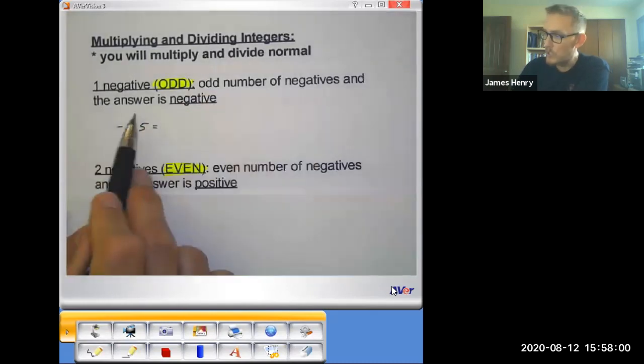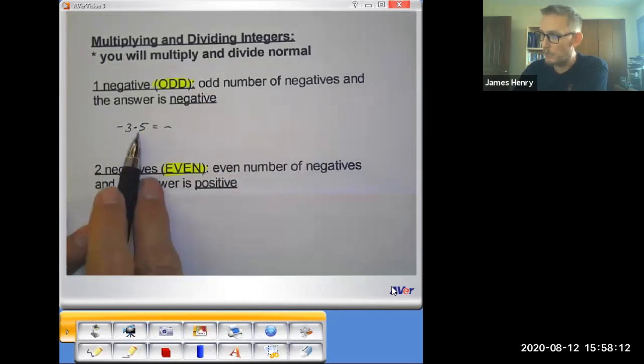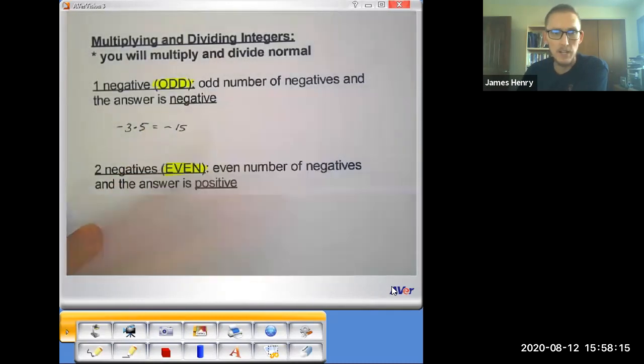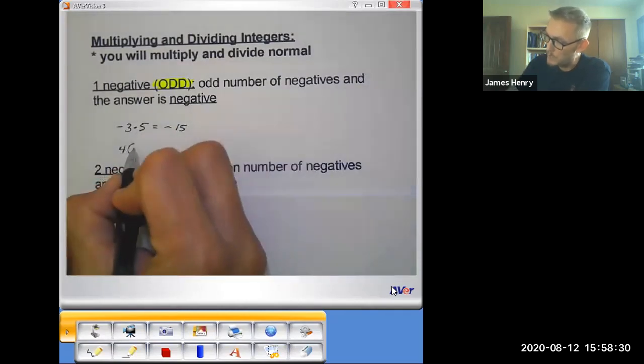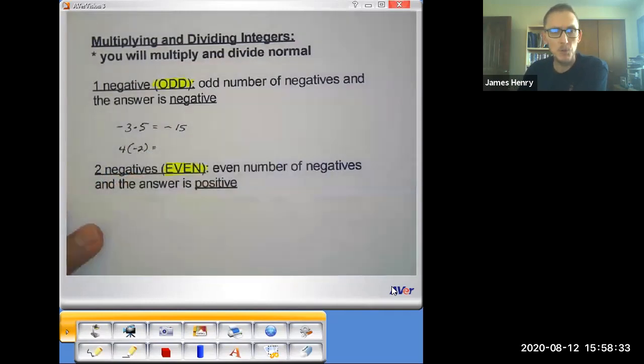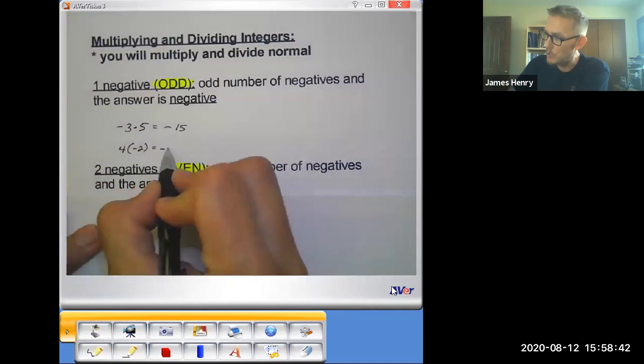So an example of that would be negative 3 times 5. And notice I use the dot to show multiplication. Well, this multiplication problem has 1 negative. Because it has 1 negative, I know the answer is going to be negative. And then I simply multiply 3 times 5 to get negative 15. The trickiest part is going to be keeping track of the rules for adding and subtracting integers along with multiplying and dividing. Well, let's take another example. 4 times negative 2. This time I did multiplication with parentheses. Again, there's 1 negative in the problem, so it's going to be negative, and then 4 times 2 is 8.